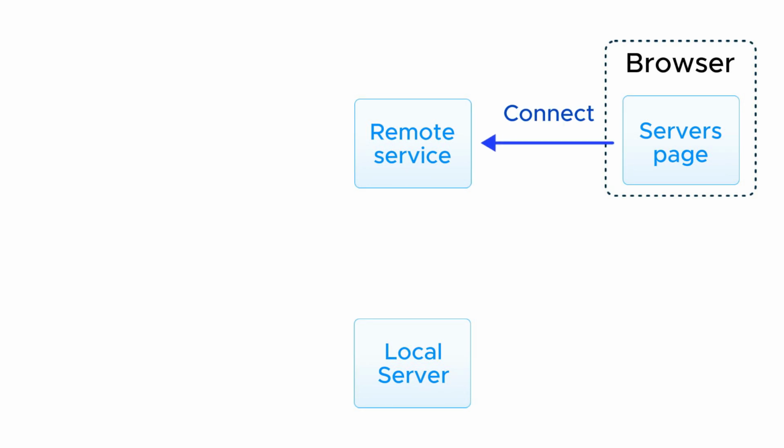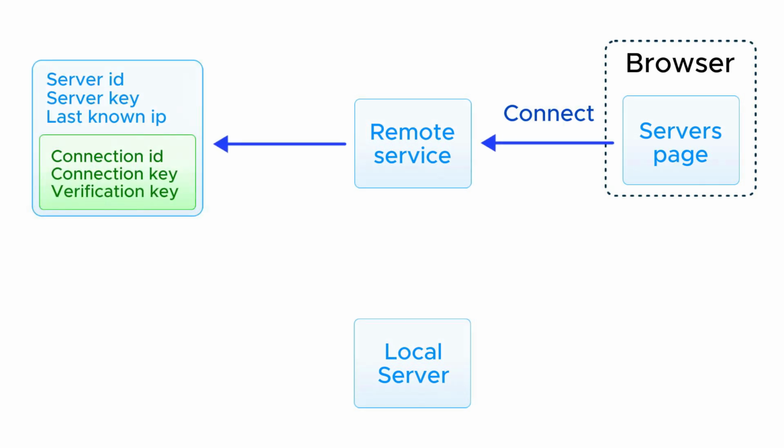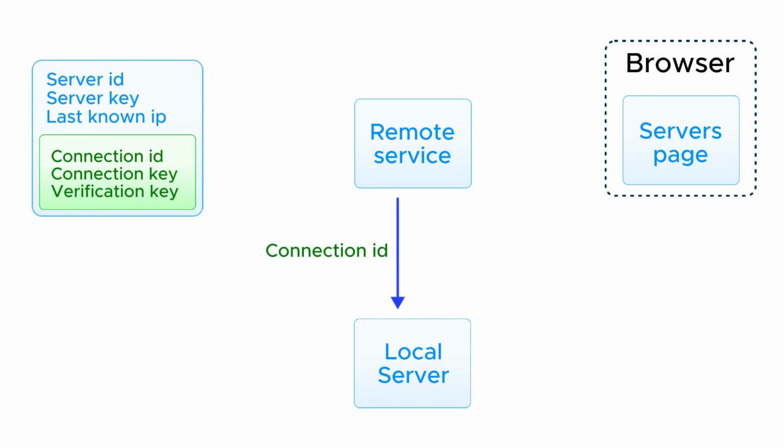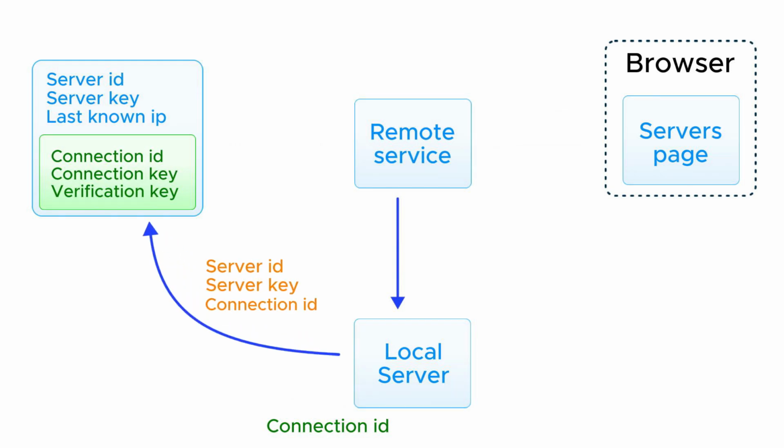Whenever you click Connect button, service creates a temporary connection object in memory that will last for 5 seconds at most. This object contains connection ID and 2 one-time keys: connection key and verification key. Then, remote service calls selected local server using its last known IP, providing ID of connection which is about to be initialized. To make sure that this call is genuine, local server makes its own call to remote service, giving its credentials and connection ID it just received.